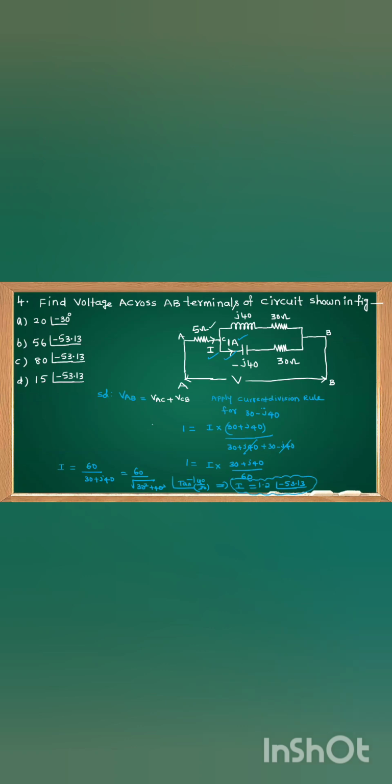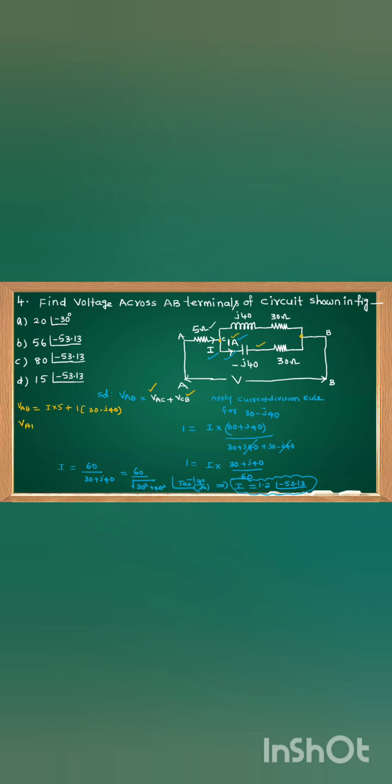Then what is the calculation of VAB? VAB equal to VAC plus VCB. What is VAC, friends? I into 5. That is I into 5 plus, what is VCB? How to find VCB? This is 1 ampere, na? 1 into 30 minus J40. This is VCB. This is C and this is B. VCB is 1 ampere into this impedance.